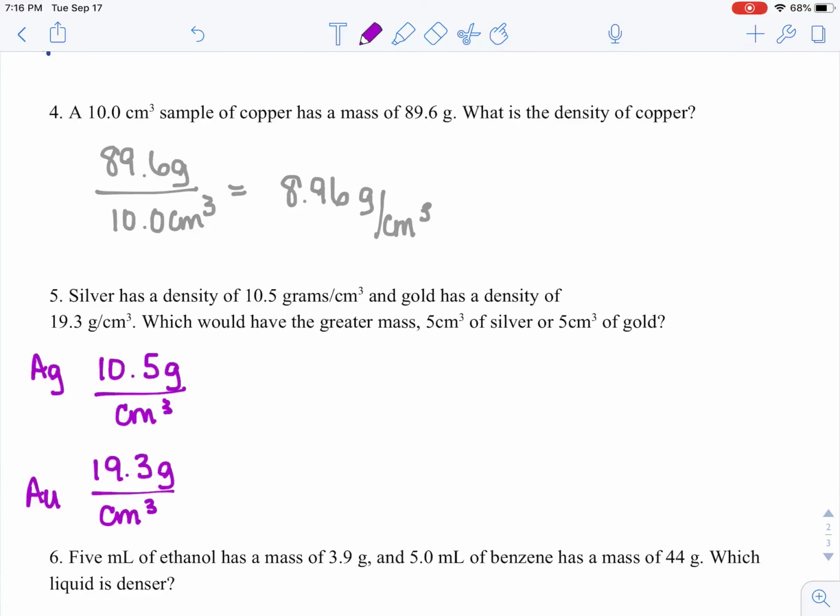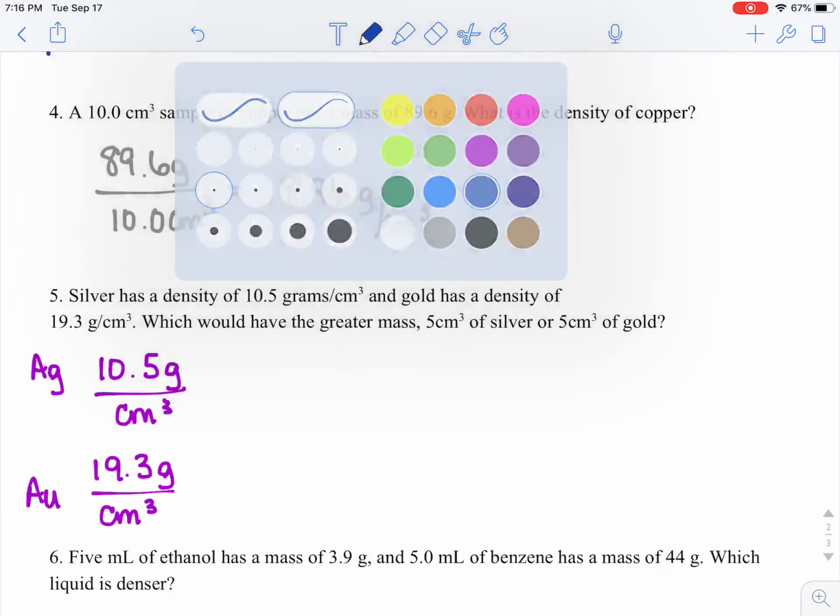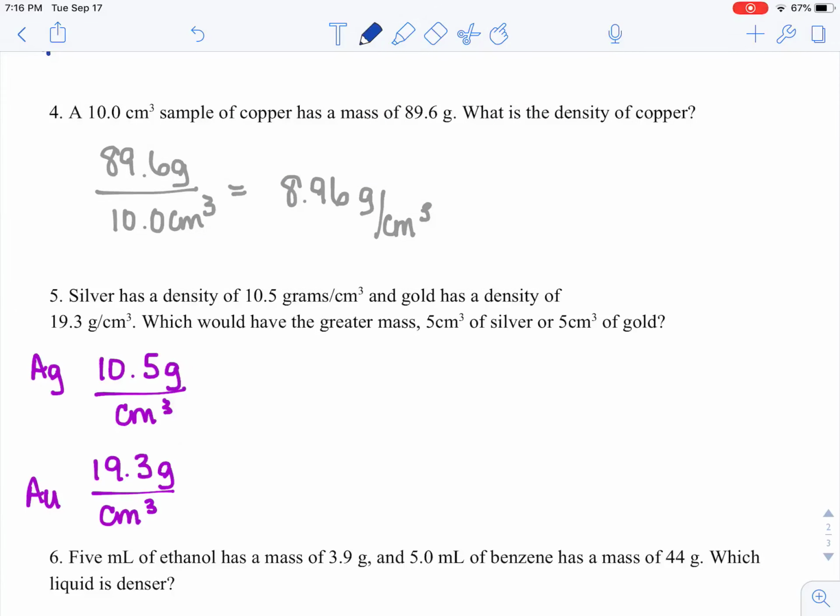If we had a volume of silver and a volume of gold that were both equal to 5 centimeters cubed, which one of those samples would have the greatest mass? So we're going to practice both our usage of density as well as our dimensional analysis skills here. So let's start with silver. I want to find grams.